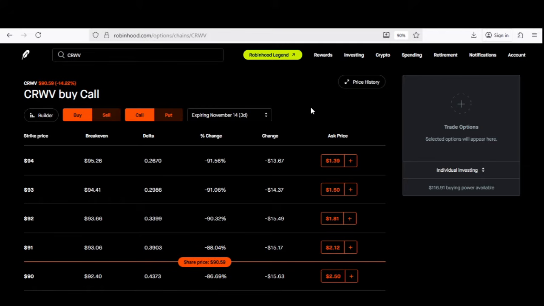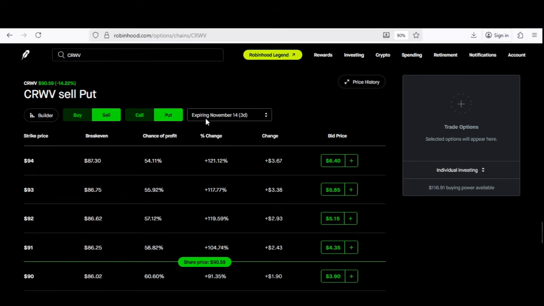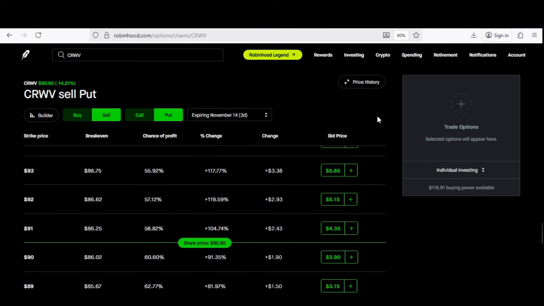So the strategy we're going to be using for CoreWeave with $100, we're going to go ahead and sell. We're going to go ahead and put. And we're going to leave the expiration date here, which is going to be November 14th, which gives us 3 days to expiration. The reason I'm going to be using such a short dated expiration date is because of the nature of CoreWeave. CoreWeave is extremely volatile, and I'm going to show you what I mean as the video goes along. So let's go ahead now and choose our strike price.